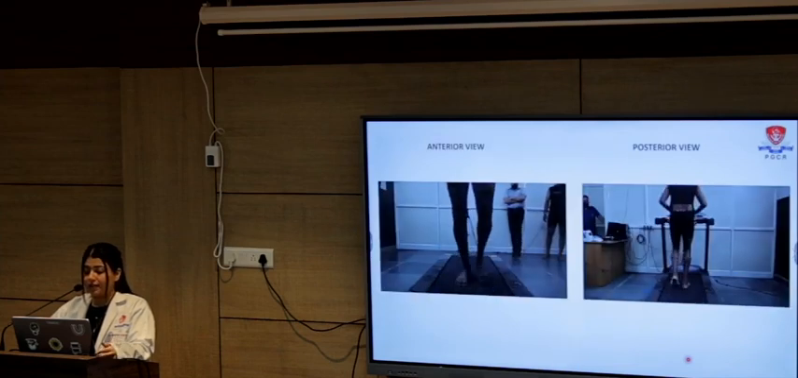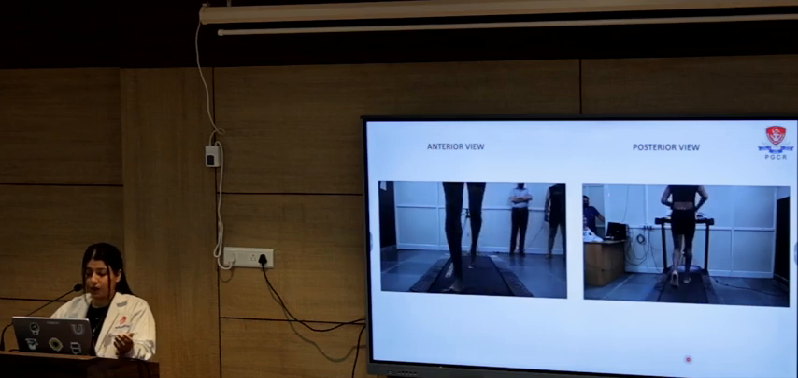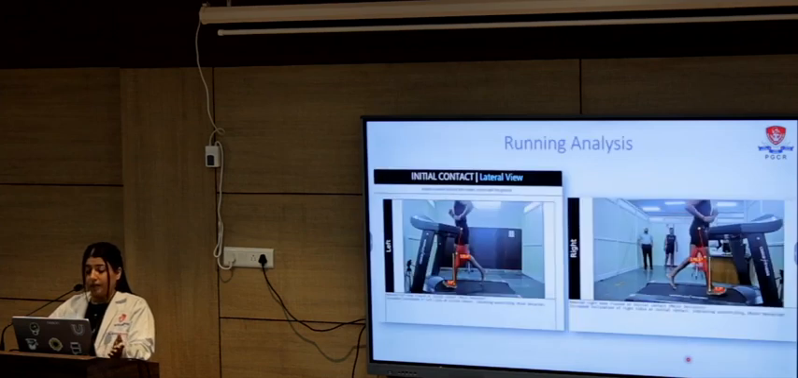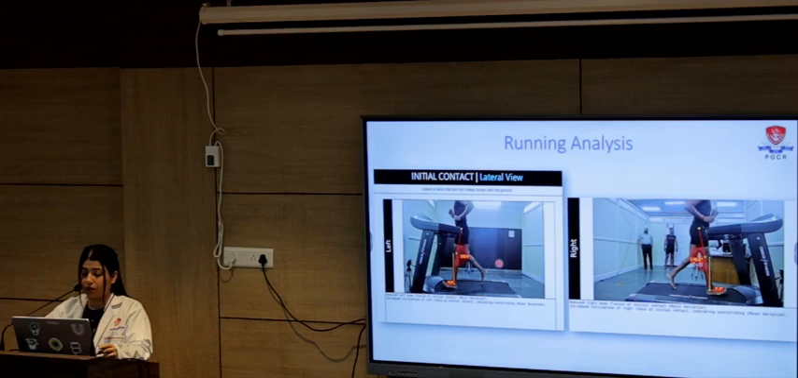This is how running analysis is done on a treadmill, and the videos are recorded, and after putting them on our system, a report is generated. A few instances from our running analysis at lateral view of a runner who came to us with bilateral shin pain, we can observe both left and right side showed reduced knee flexion and increased tibial inclination at initial contact, indicating overstriding and suboptimal shock absorption during running.